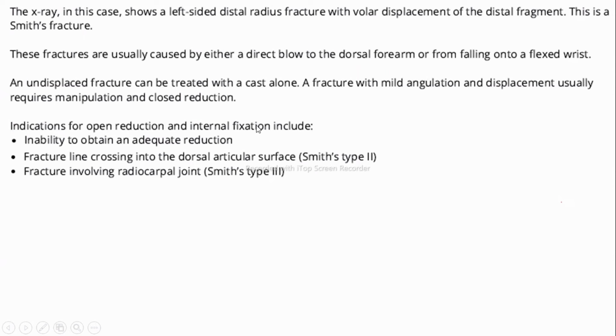Indication for open reduction, ORIF, in a Smith or Colles fracture. In a Smith fracture, first, inadequate reduction. It means you try to reduce and you cannot. Number two, fracture line crossing into the dorsal articular surface. It means Smith type 2. Fracture involving the radiocarpal joint means type 3. Otherwise, other than 2 and 3, it will be type 1.